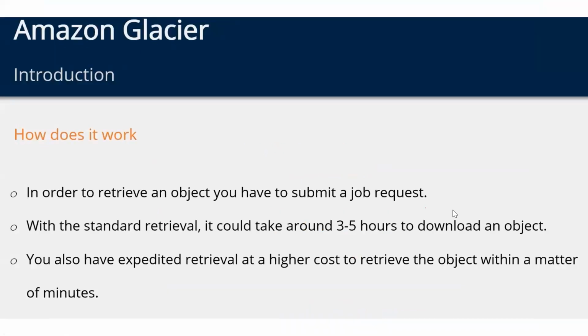See, in order to retrieve Amazon Glacier, I told you, you think about like a bank statement, like 10 years or 5 years back or 2 years back. In order to retrieve an object, you have to submit a job request. Got it right? Because it is not readily accessible. Within the standard retrieval, it could take around 3 to 4 hours to download an object. You also have expedite retrieval at a higher cost to retrieve the object within a matter of minutes.